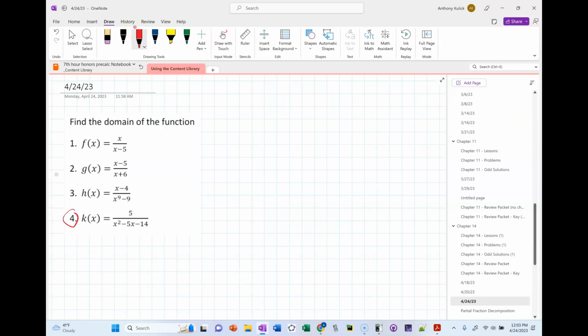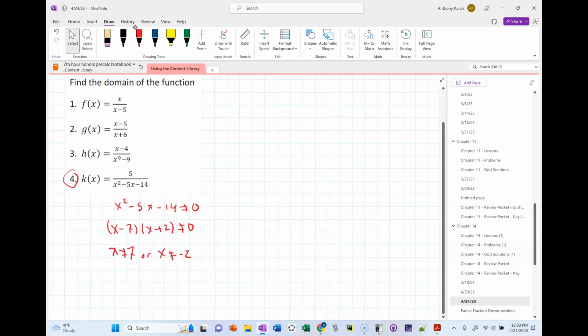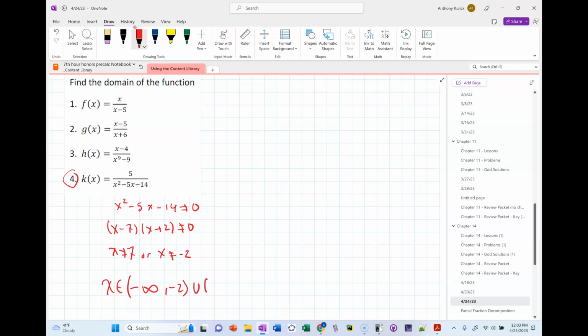So here it asks for the domain. Since it's a division problem, I know the domain is going to be everything except where the denominator is equal to 0. To solve that, I'm going to solve it by factoring. So I get that x cannot equal 7 or x cannot equal -2. Now I'm going to write that as an interval, because typically we write our domains in interval notation. So I have -infinity up to -2, then -2 to 7, and then 7 to positive infinity, which would be everything except for -2 and 7. Does that feel okay? I busted through it, but if you're good, I'm good, we're good. That's good.